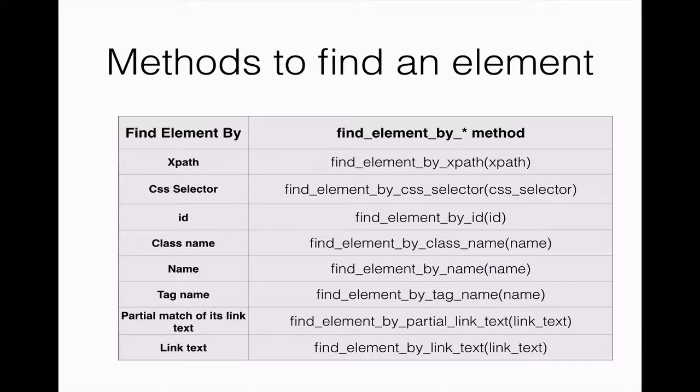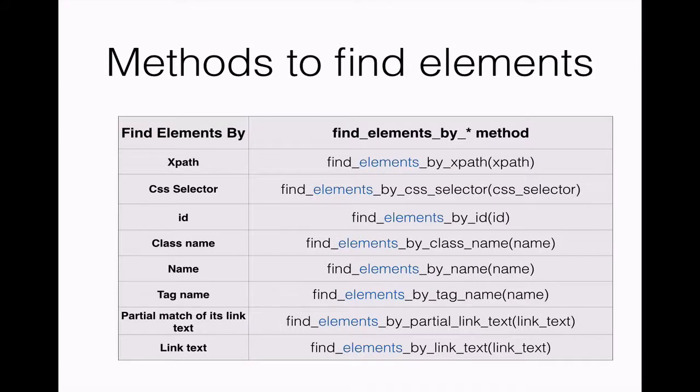Now let's see the corresponding methods to find a group of elements. You can find a group of elements based on XPath, CSS selector, ID, class name, name, tag name, partial match of its linked text, or linked text. Please note that these methods return a list of web elements.